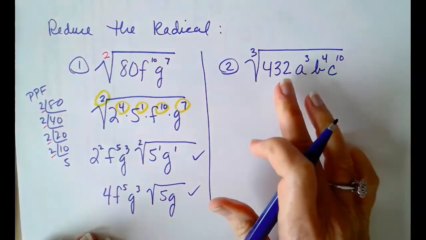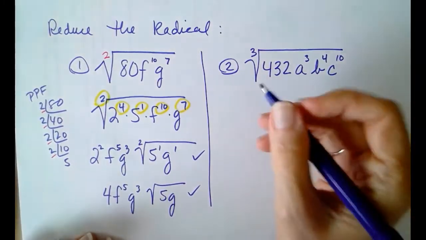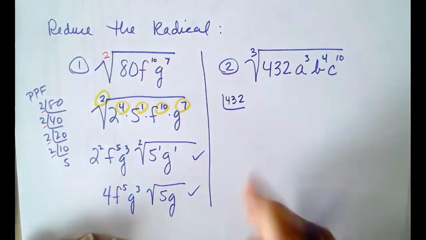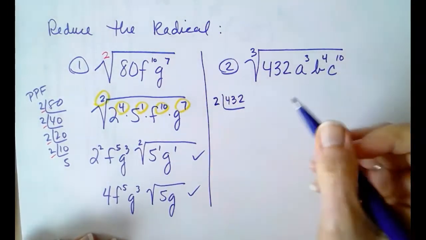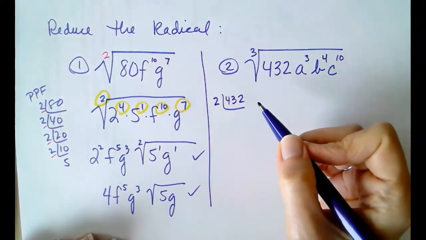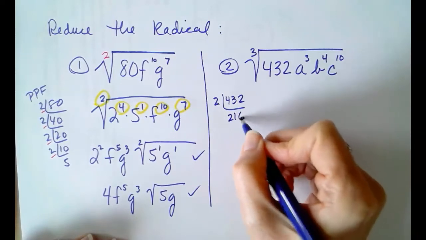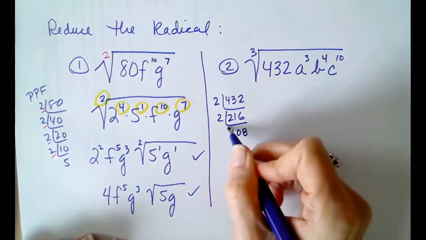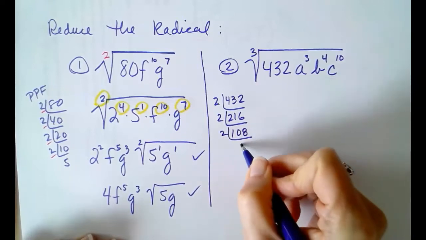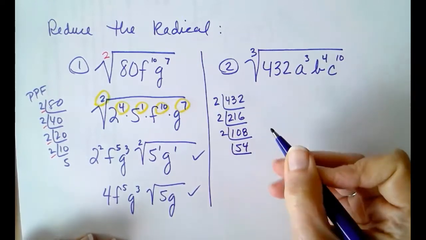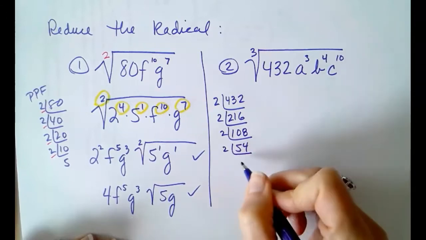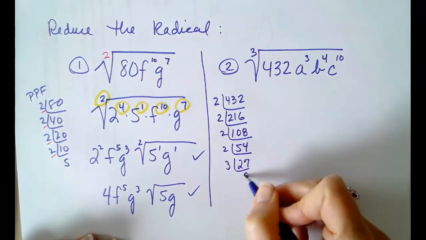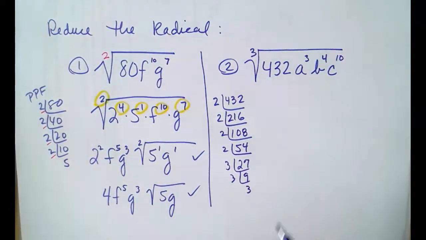Let's do it again, this time with 432. So make a factor ladder for 432. It's obviously divisible by 2. So 432 divided by 2 is 216. 216 divided by 2 is 108. 108 divided by 2 is 54. 54 divided by 2 is 27. Divided by 3 is 9. Divided by 3 is 3.